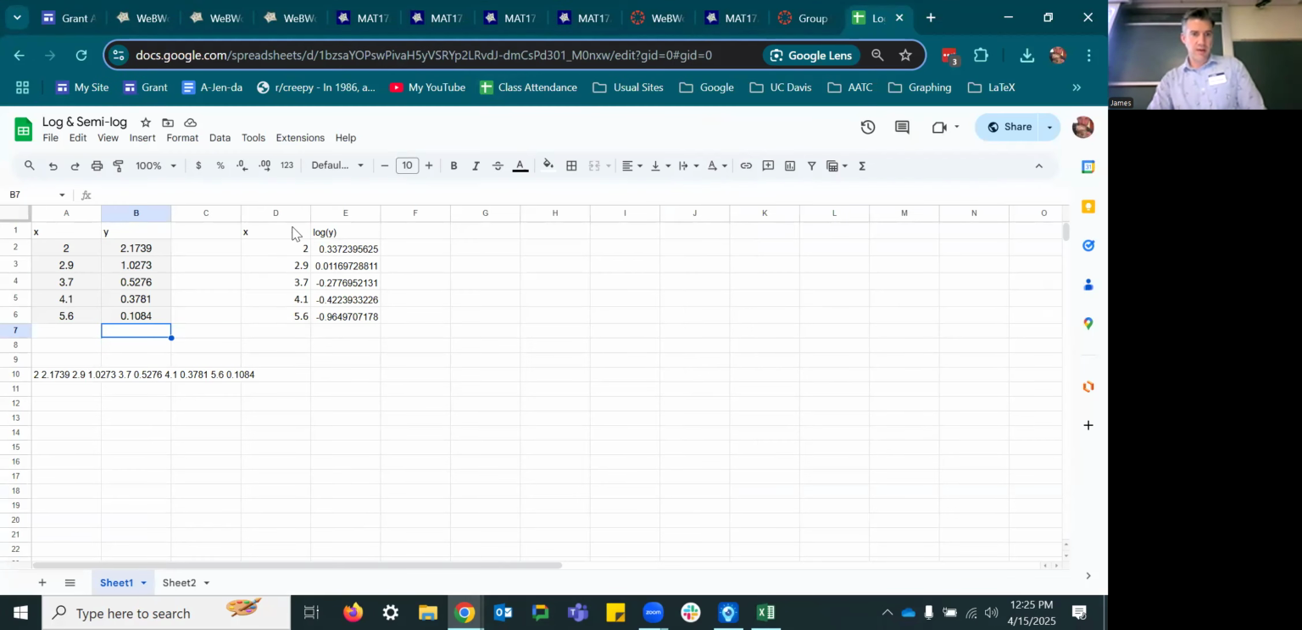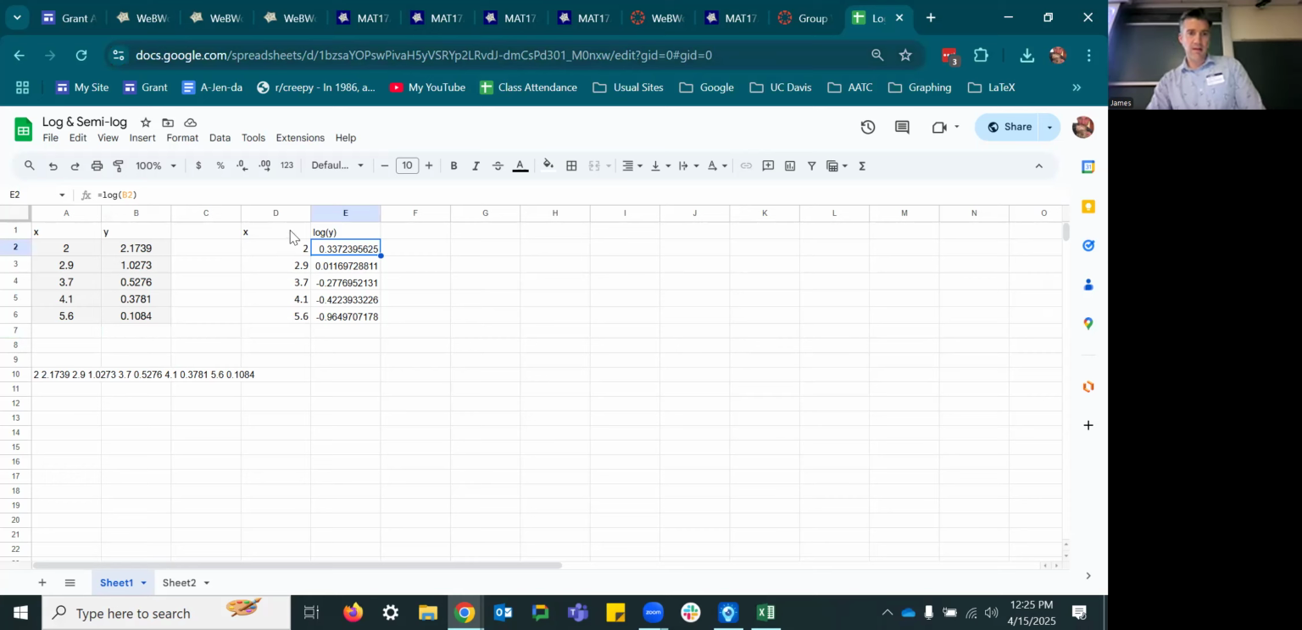So let's see. Here's our X values. Those look good. Here's our log of Y values. Yep. And then let's go ahead and find the other ones as well. Here's our log of X values. We're just going to do equal to log of A2. We're going to drag that down.